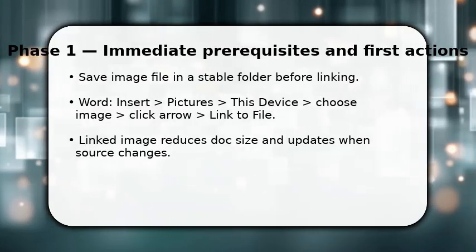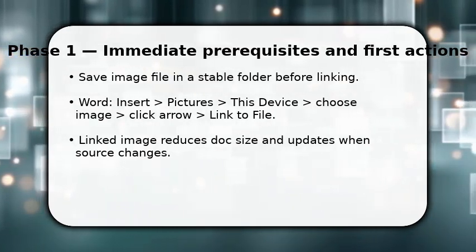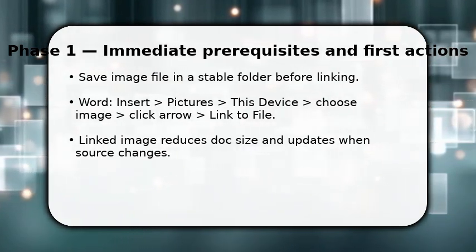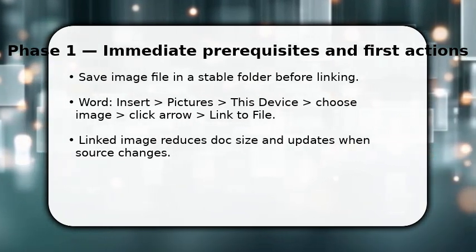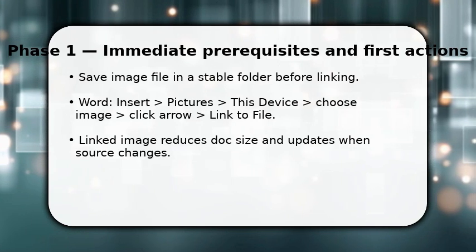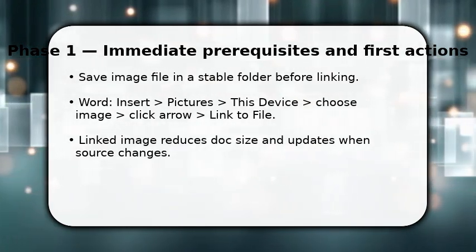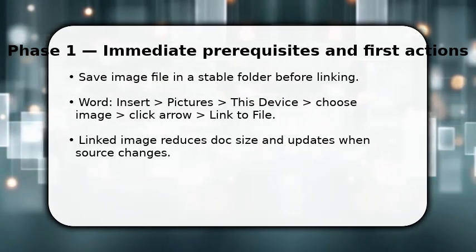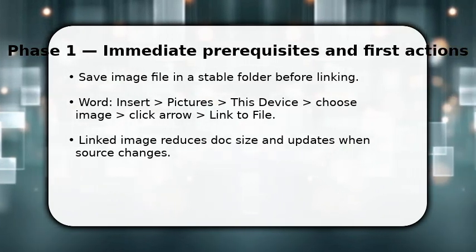You start by placing the image as a linked file so Word references the original. In Word, choose Insert, Pictures, this device, select the file, then click the Insert arrow and pick Link to File. You do this because linking keeps your document smaller and lets the image refresh when the source changes. Once linked, make sure the original file stays in the same folder or a predictable relative path, otherwise Word will lose the connection and show a placeholder.